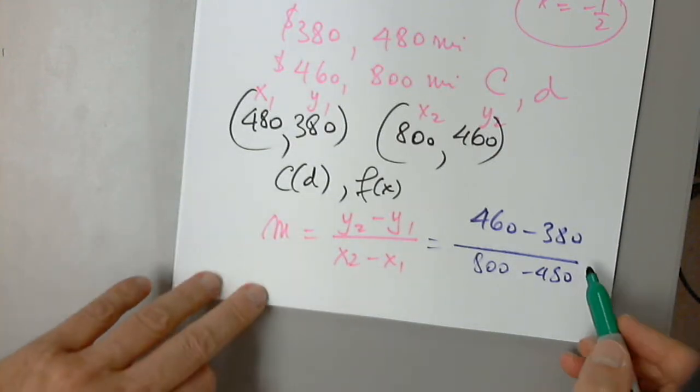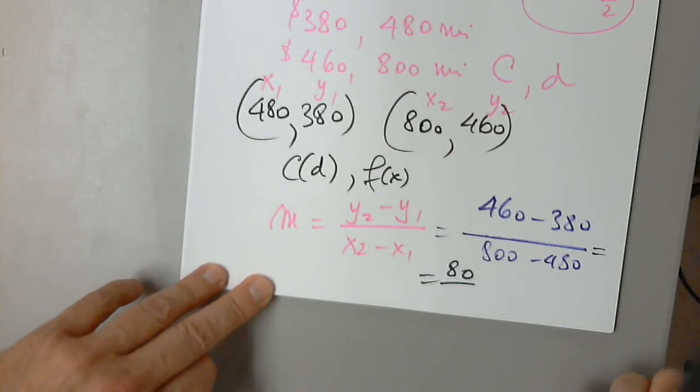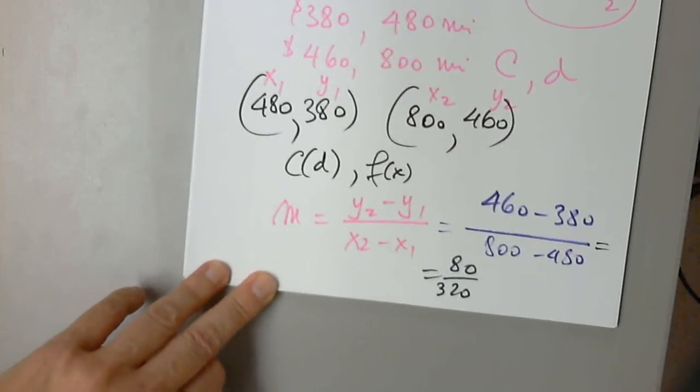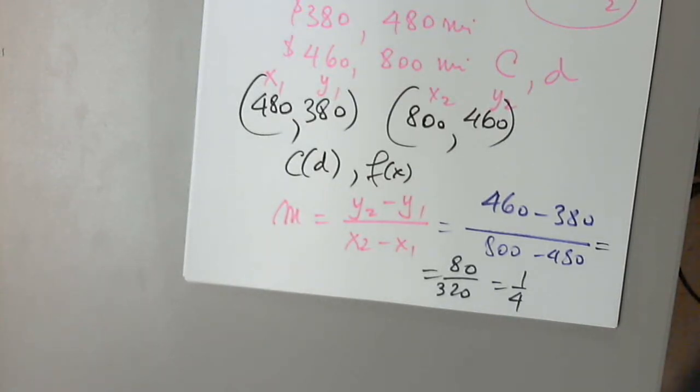So the top is, I think, 80, and the bottom is 320? So this is 1/4? Can I ask you a question? Yes, anytime. Okay, so the coordinates that you have: you have the distance driven first, and the next coordinate you actually have the opposite. No. You have the 800 miles distance driven. So this is 480 with 380, and this is 800 with 460.